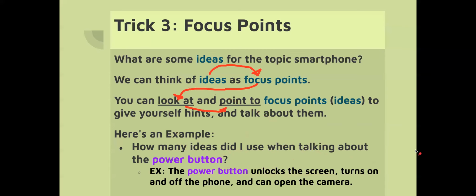Quick question, how many ideas did I talk about in my example about the power button? 4? Very close. Yes, you got it. Unlocks the screen, turns on and off the phone, and opens the camera app, right?